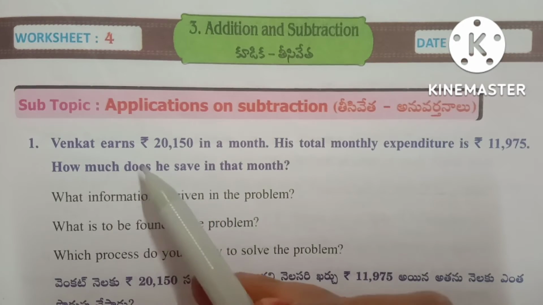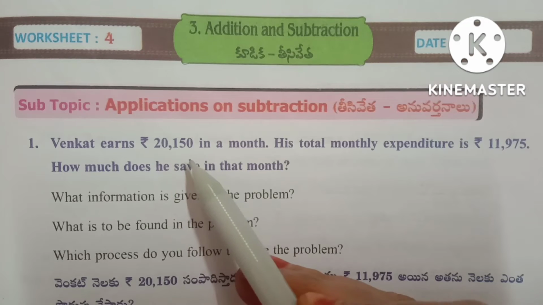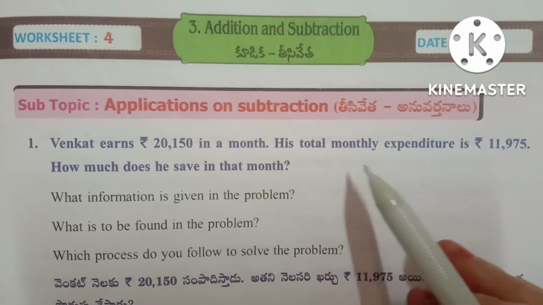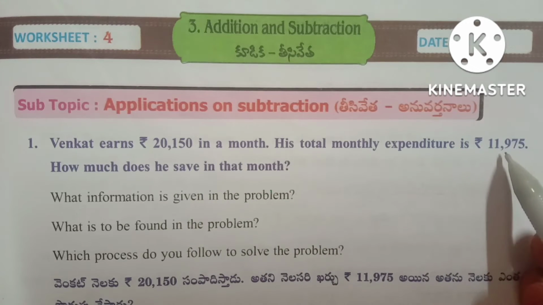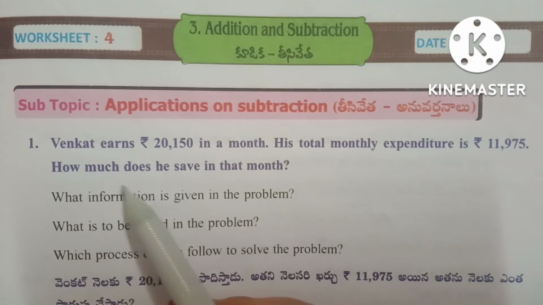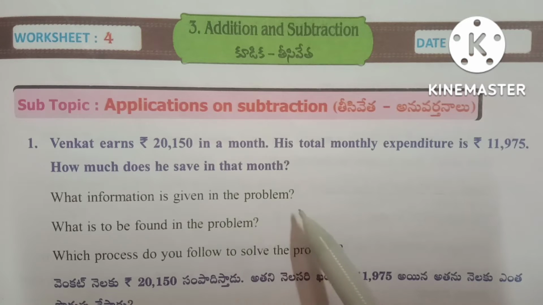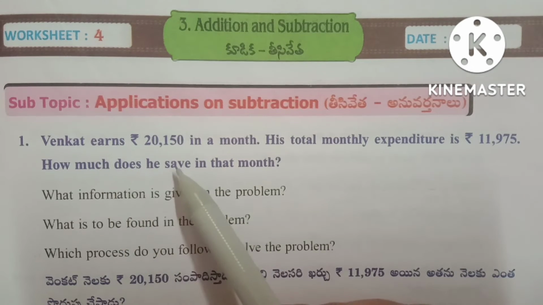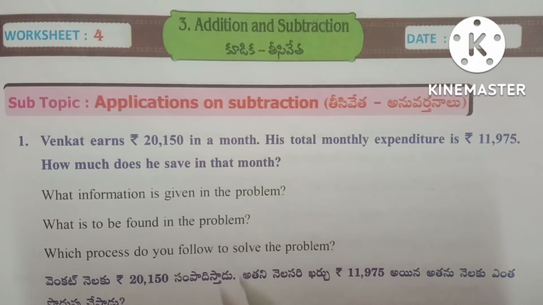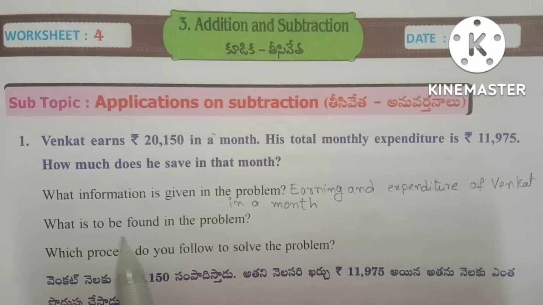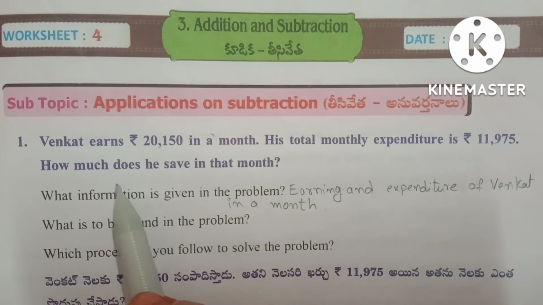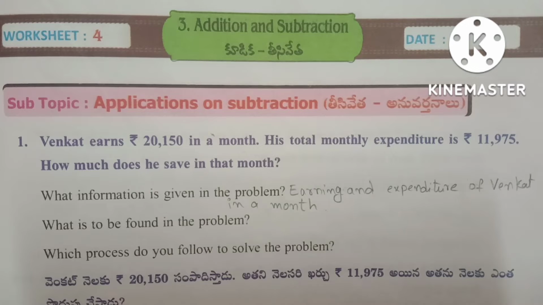First question, Venkat earns 20,150 rupees in a month. His total monthly expenditure is 11,975. How much does he save in that month? What information is given in the problem? Earnings and expenditure of Venkat in a month. What is to be found in the problem? Saving amount of Venkat in that month.